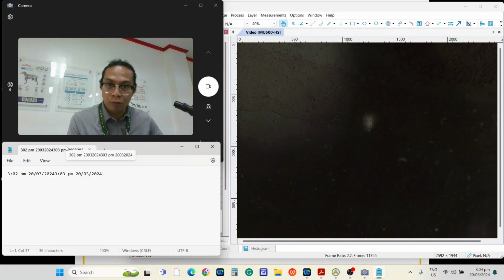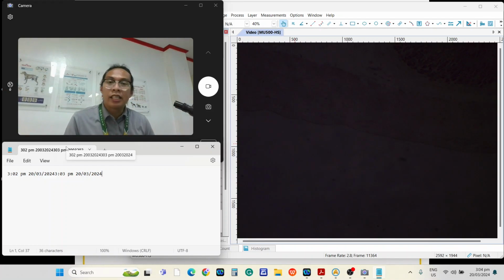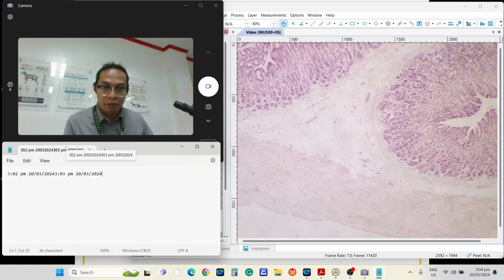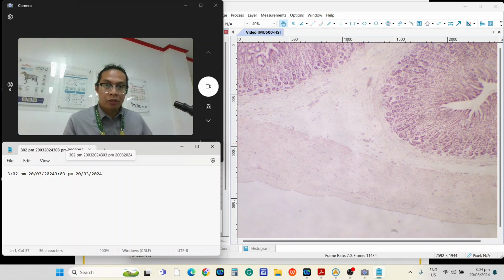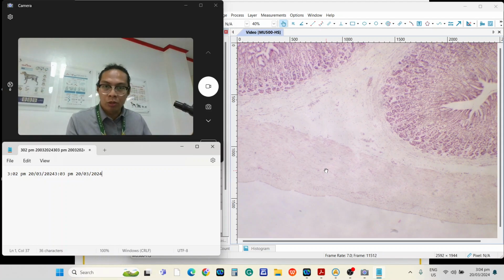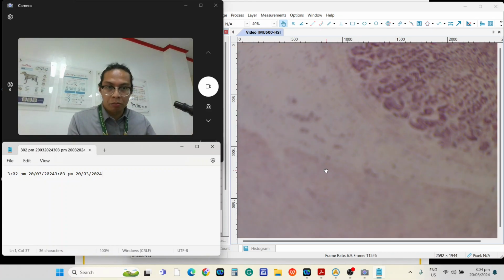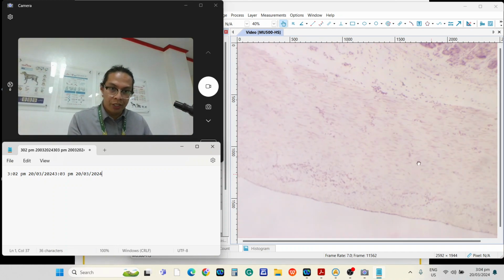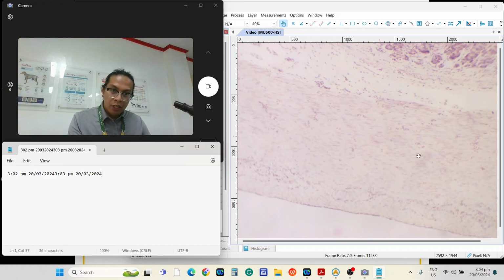Smooth muscle is of course lined in the tubular organs of the body, such as this. This is a part of the stomach. So this is the tunica mucosa. Here is the tunica submucosa, and we have here the tunica muscularis. Much of the tunica muscularis is made up of smooth muscle cells. Here, as you can see, these are smooth muscle layers.